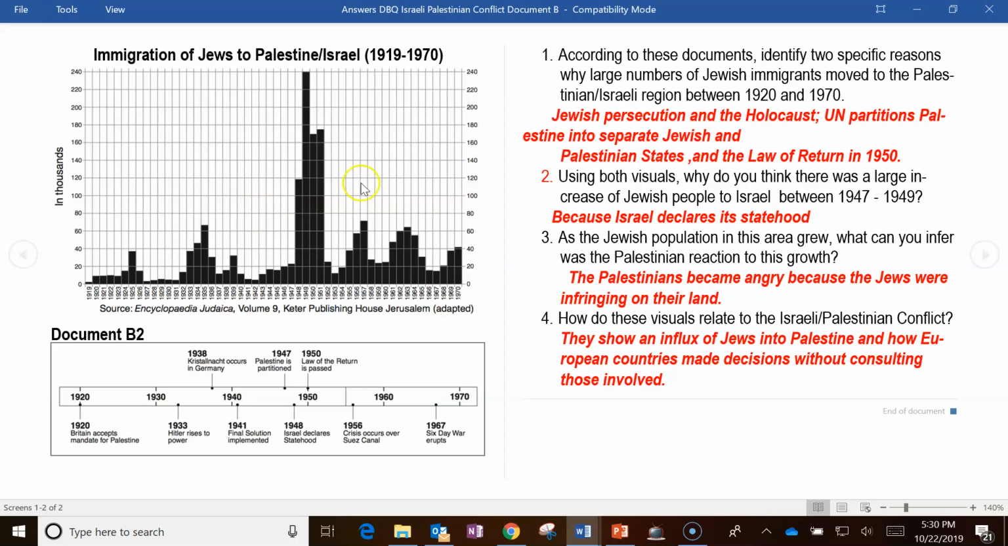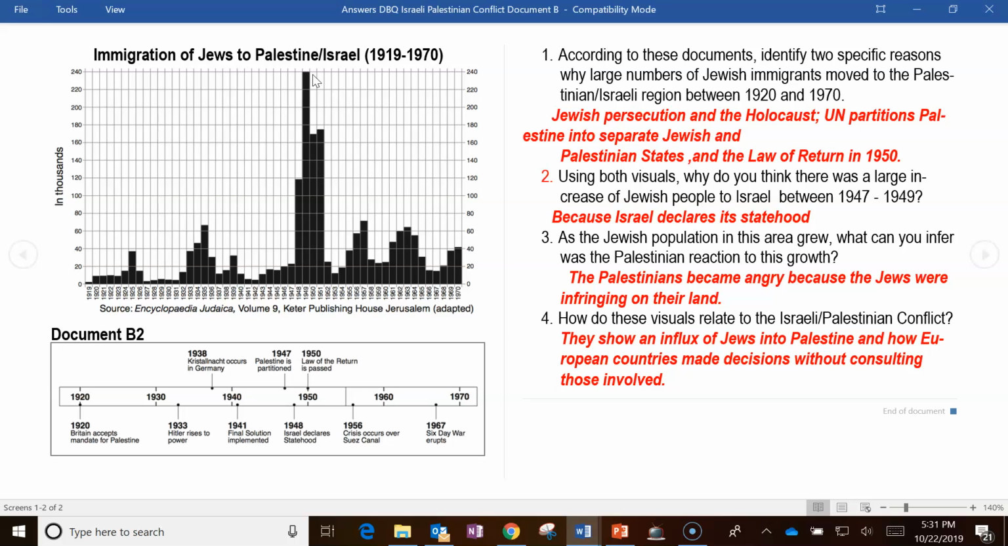visuals. I mean, look, we can see that just in 1949 alone, we have over 240,000 people coming to Israel or the Palestinian-Israel area, and that's a lot of people just within a year. And then number 4, how do these visuals relate to the Israeli-Palestinian conflict? Well, we know that the conflict itself is over land, and if we have an influx of them coming to the land, that's obviously going to cause tension and conflict and issues.